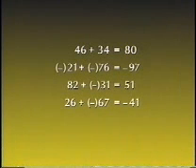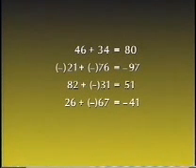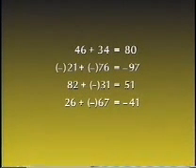First, let's consider the addition of signed numbers. As shown in this screen, the sum of two positive numbers is positive. 46 plus 34 equals 80. The sum of two negative numbers is negative. Minus 21 plus minus 76 equals minus 97.